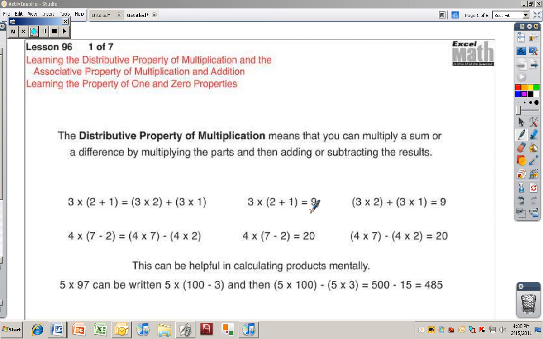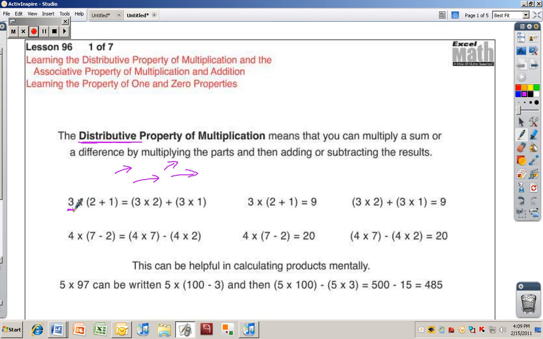So here we go. The distributive property of multiplication means that you can multiply a sum or a difference by multiplying the parts and then adding or subtracting the results. Now that's very confusing, I'm sure, to you, so let's go through it and I'll show you what that all means. This is the hardest part of the lesson, the distributive property. Think about what distributing means. Probably many of you know that when you distribute something, if I were to hand you a stack of papers and say, distribute these to the students, what I'm telling you to do is pass the papers out to people. Give the papers to all the students. And so the distributive property kind of means the same thing.